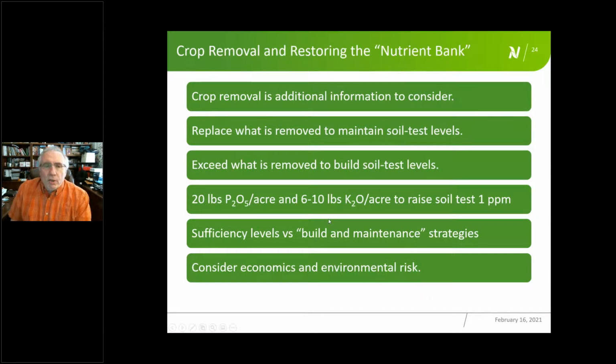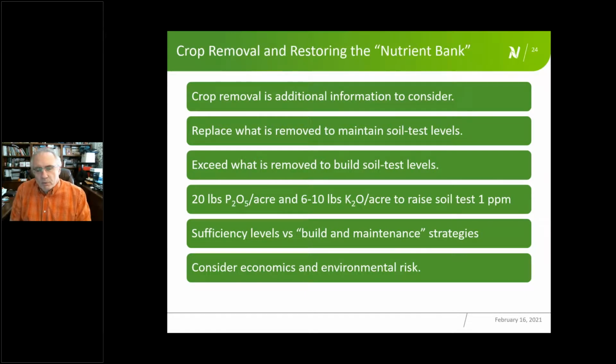So considering this nutrient bank, just a few points on that, and then I'll give you some resources and we'll wrap up. Crop removal is an additional piece of information. The soil test gives us some information. The soil test is what I call a probability indicator. It's an indicator of the likelihood to get a crop response to fertilizer. Replacing what is removed is one way of approaching that maintenance. In order to build the soil test level, I'm going to have to apply more than what is removed. And so that's when I start looking at long-term economics.